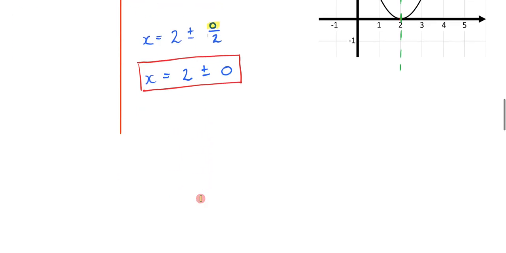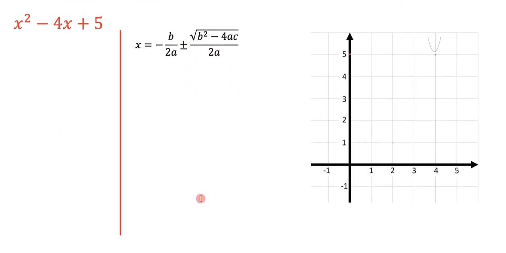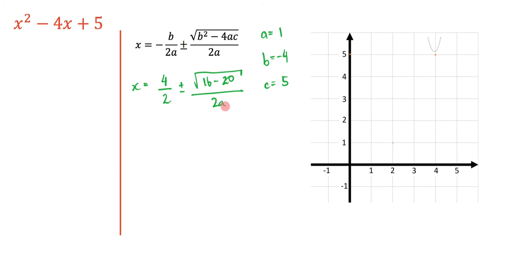Let's now go to our final example. And here we have x squared minus 4x plus 5. This cannot be factorized, so let's immediately go into my quadratic formula and identify what a, b, and c are. My a will be 1, my b will be negative 4, and my c value will be 5. I then put all of these into my equation, so I'm going to get 4 over 2 plus or minus the square root of 16 minus 20 over 2a. Sorry, that 2a can just be 2.